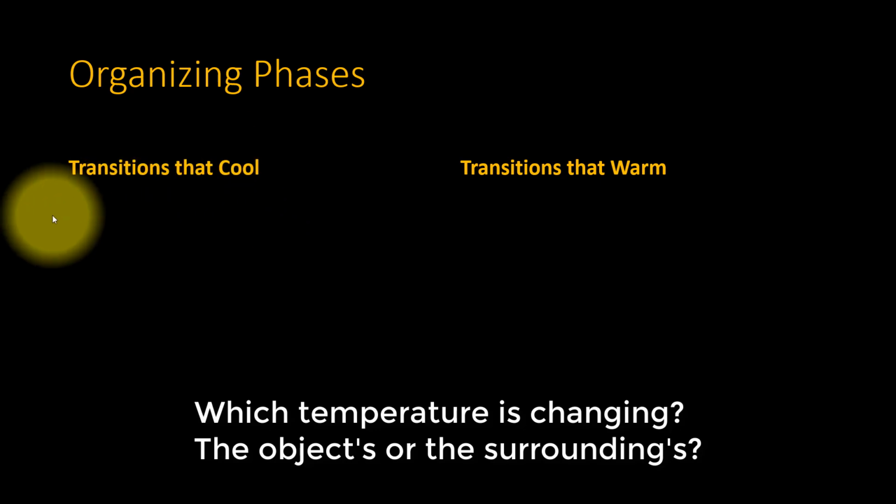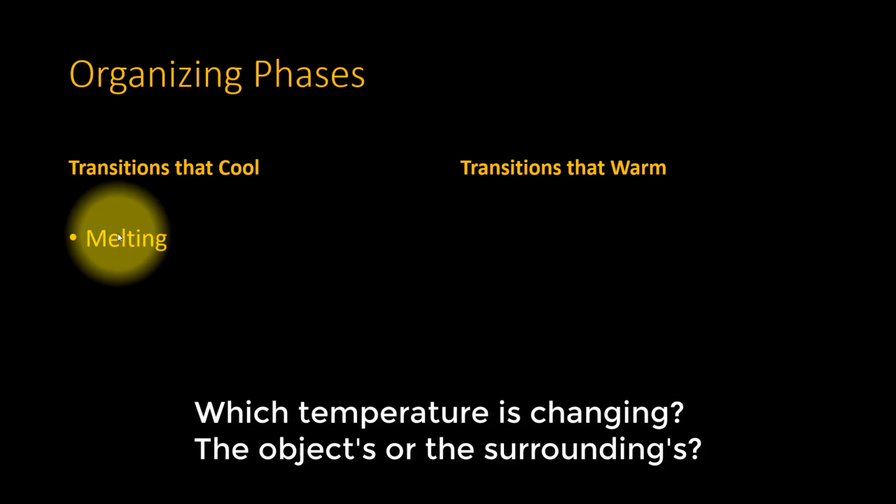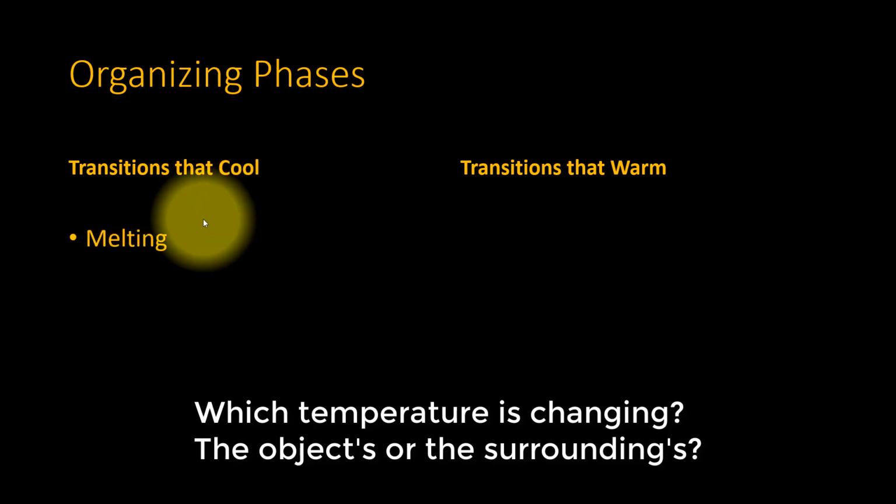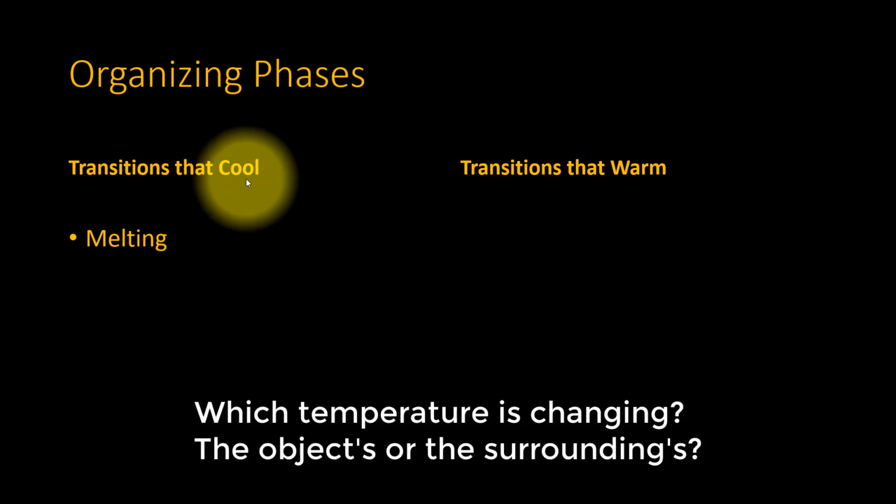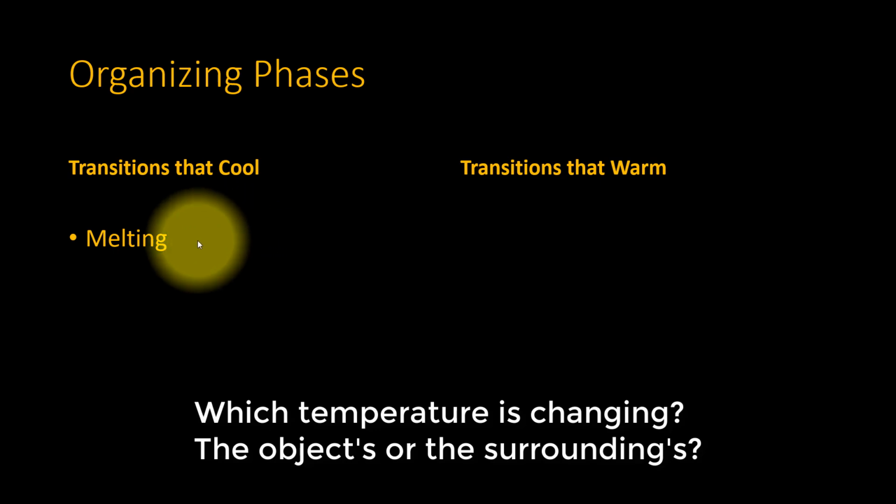So, for example, when we talk about melting, when we melt a solid and it becomes a liquid, that requires more energy to go into the substance, but that means that energy has to come out of the surroundings in order to accomplish that. This is why we say that melting is a cooling process, because we're focused on its effect on the surroundings, not its effect on the object. So melting is one transition that results in cooling.